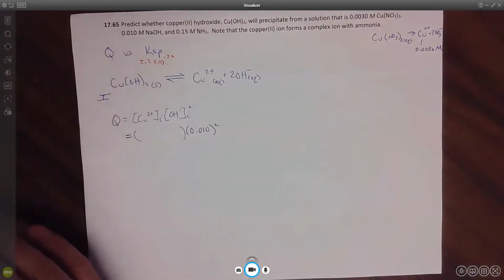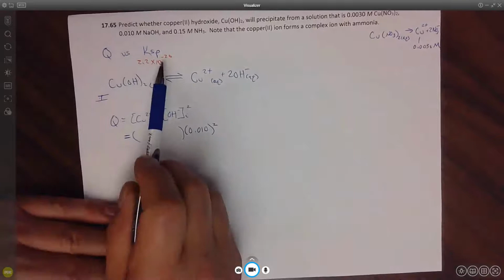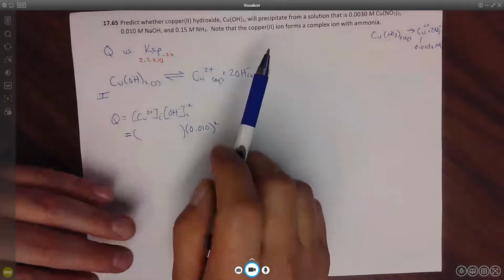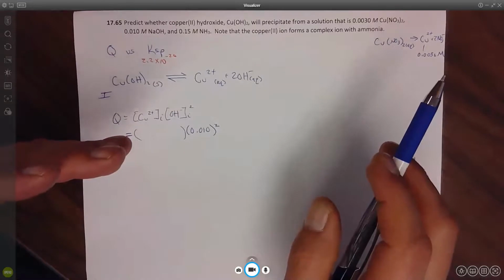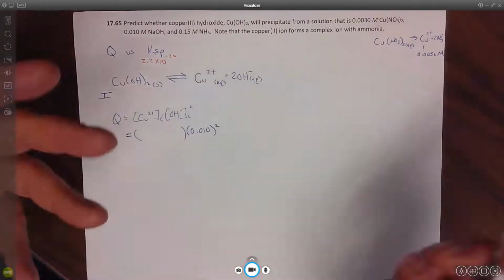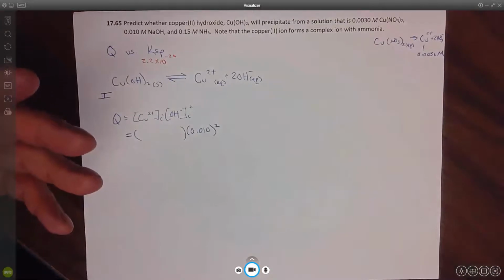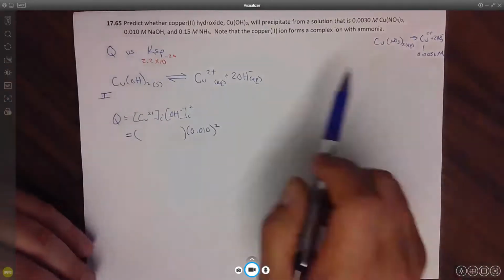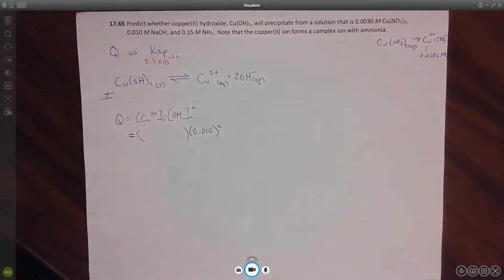But the KSP is a super small K value, right? Times 10 to the negative 20. But we know that these KFs are huge. They're big. So that means before any of this could happen, whatever complex ions are going to form first. Well, it didn't tell me what the complex ion was. So how am I going to determine what the complex ion is? How do I determine that?